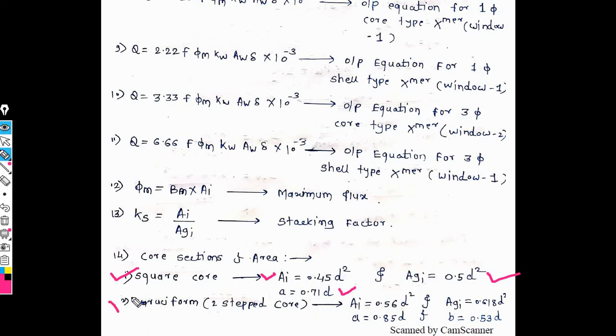Okay. Then the cruciform two step core. The second type is the cruciform two step core, in which the net iron area is Ai equal to 0.56 d square and Agi is equal to 0.618 d square. Also, the value of A is equal to 0.85 d and B is equal to 0.53 d. These are very important formulas for the core sections and their areas with respect to Ai and Agi. These formulas are very important to solve problems on single phase and three phase transformers.